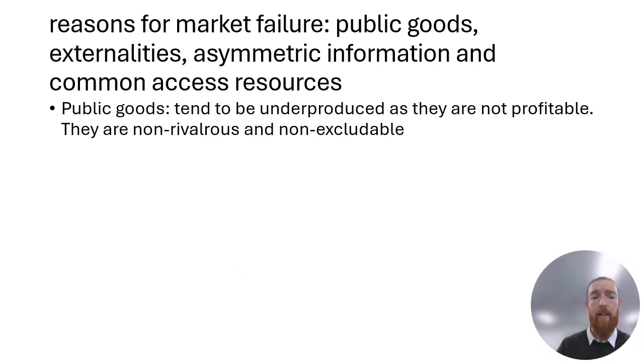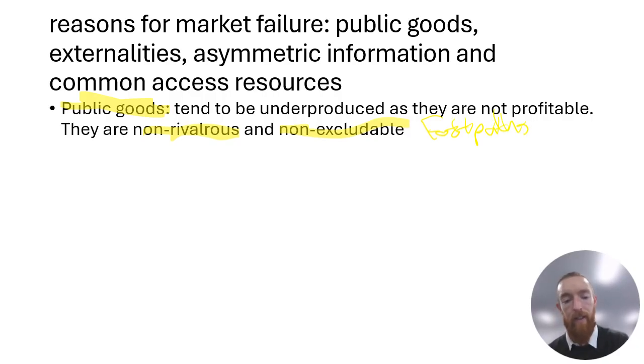Then we have our 4 types of market failure. We have public goods, which are goods which tend to be underproduced because they're not profitable. Anyone can use them. They're non-rivalrous and non-excludable, which means that non-rivalrous means someone consuming it, it's still going to exist for everyone else. And it's non-excludable, meaning that anyone can use it. This is things like footpaths, street lights, anything that is freely available to the public, you can't stop them from using it.